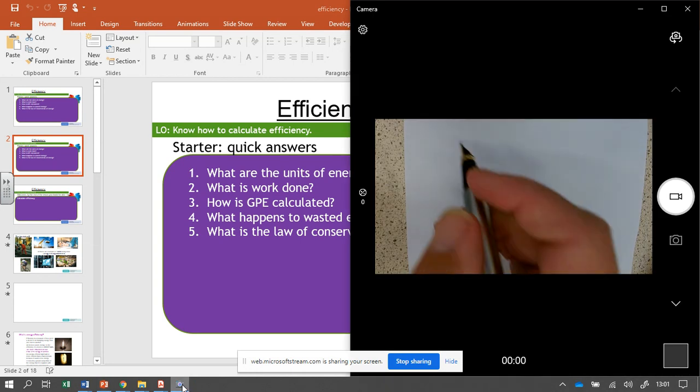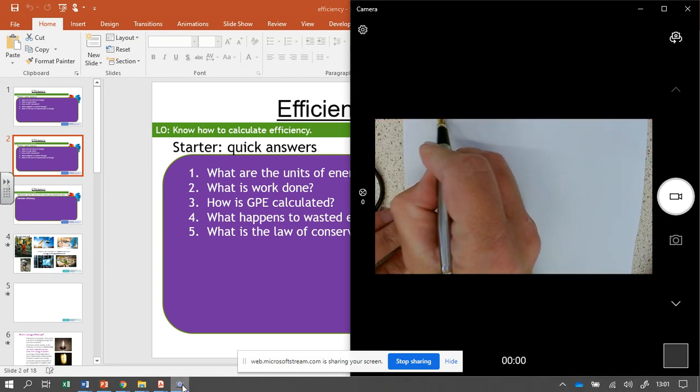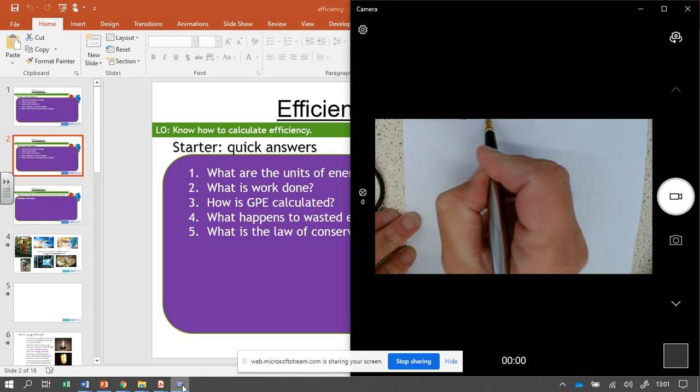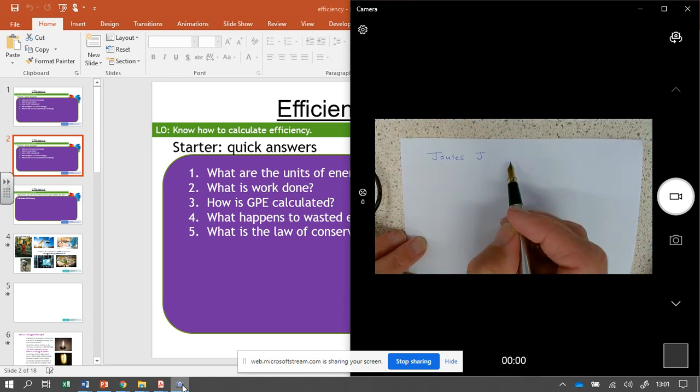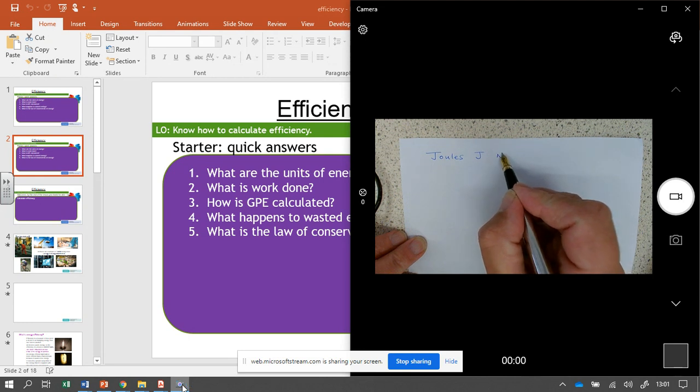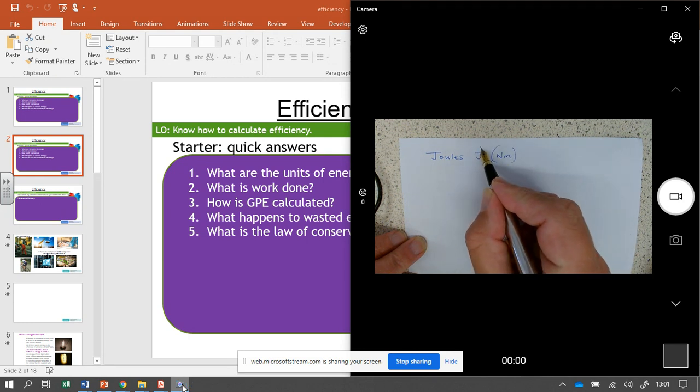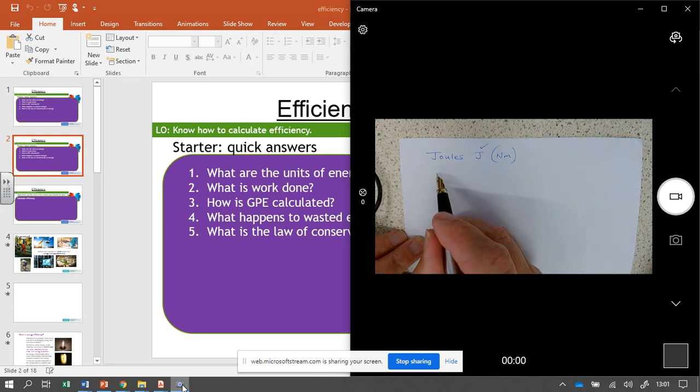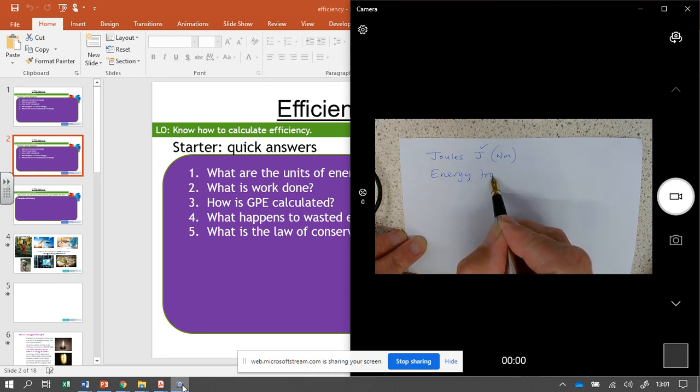So what are the units of energy? Units of energy are joules, J for joules. Or we could put Newton meters, okay? But this is the one we usually use. What is work done? Work done is energy transferred. If you put the formula work done equals force times distance, Fs, that's fine. But this is really what work done is.